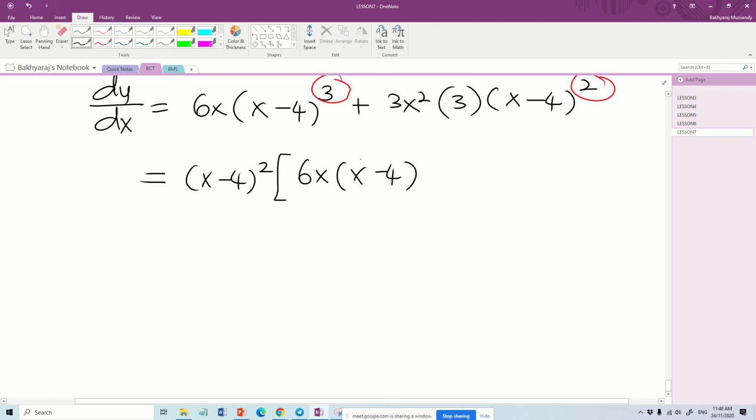Kenapa ini ada satu lagi? Sebabnya ini ada 3. So ini kali dengan ini dapat 3. So ini kali ini kita akan dapat 3 dekat sini. So maksudnya 2 sini, 1 sini baru jadi 3. Okey, so kita dah nampak ini mesti kena ada 1 dekat dalam sini. Okey, tambah 3 kali 3 jadi 9x power 2. And then (x minus 4) power of 2 all taken out. So ini boleh tutup bracket dah.